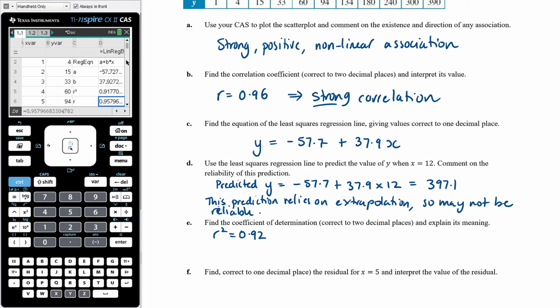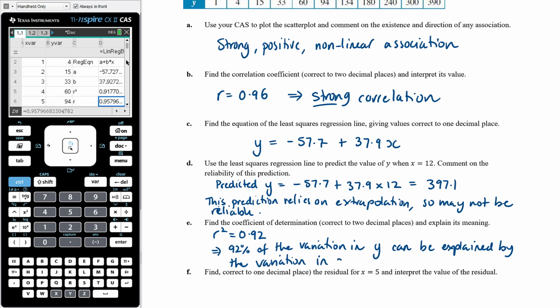Okay, so explaining its meaning, this means that 92% of the variation in y, the response variable, can be explained by the variation in x. So we can be pretty confident in our predictions based on this regression equation.